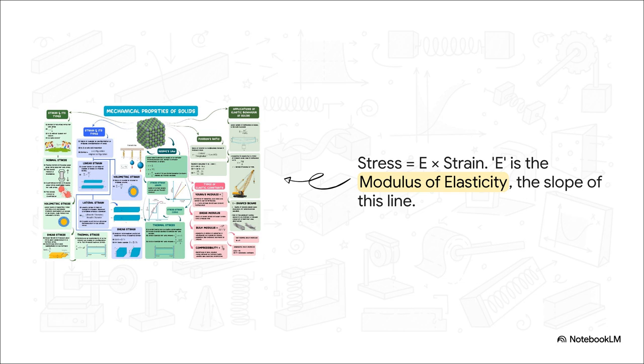And the slope of that line, how steep it is, that's a super important number we call the modulus of elasticity, or E. As long as you're in that straight line zone, the material will spring right back.